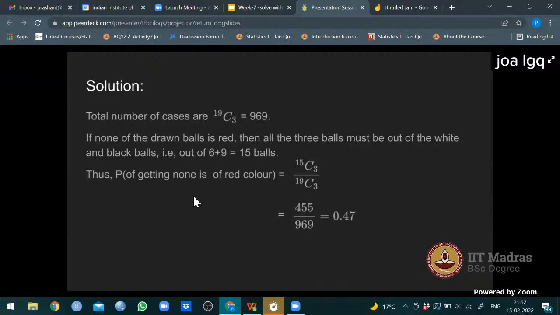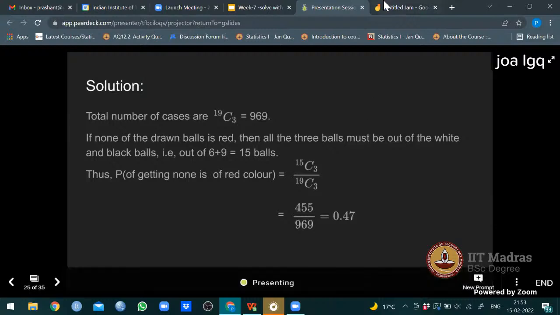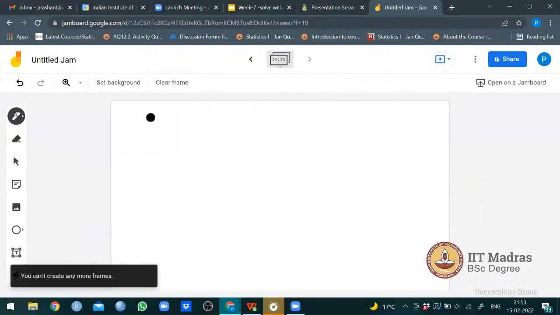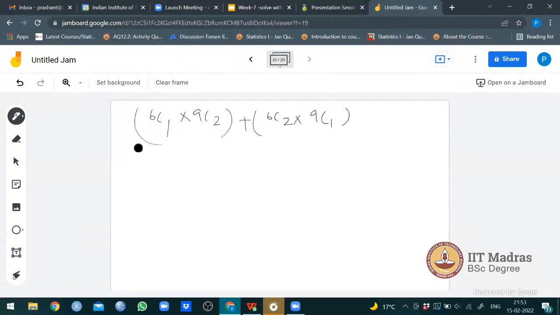Sir, actually, if we select, let us say, 6C1 and 9C2, that we can also do, no? Like one from the white and two from the black. So we need to choose 3 balls: 6C1 and 9C2, then 6C2 and 9C1. Then the total is 6C1 multiplied by 9C2 plus 6C2 multiplied by 9C1, divided by 19C3. That will be added, I think. It can be one case, 6C1 and 9C2, or 6C2 and 9C1, divided by 19C3.